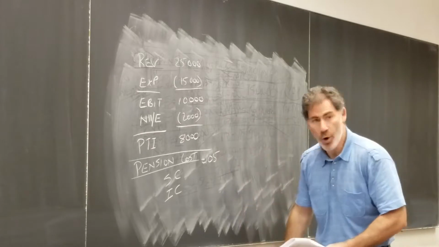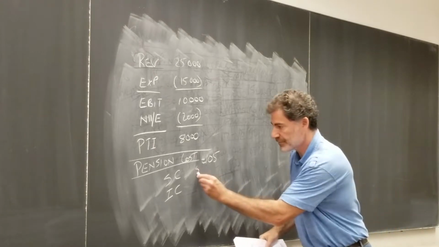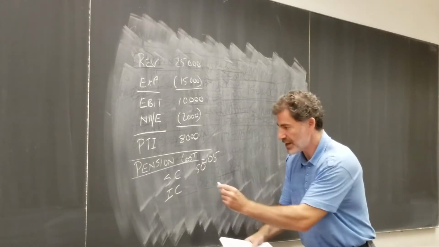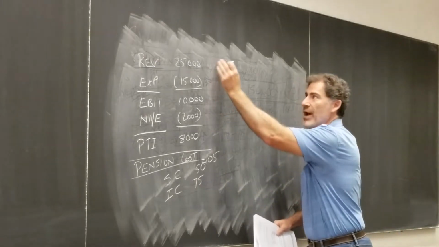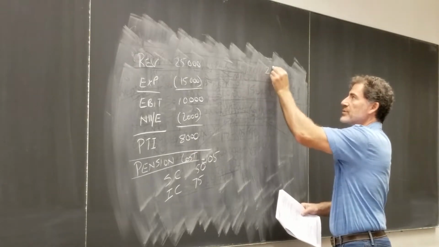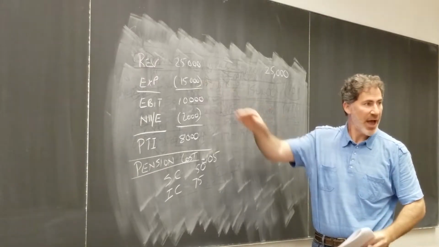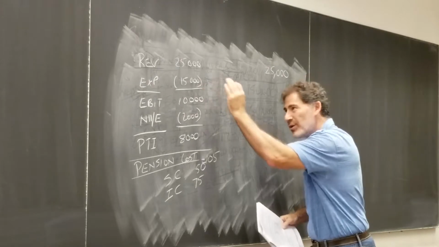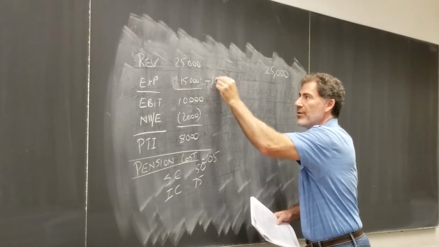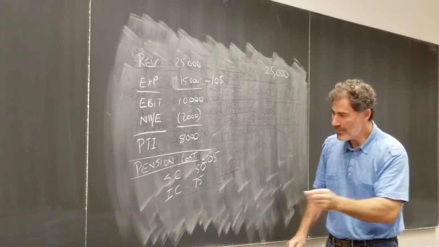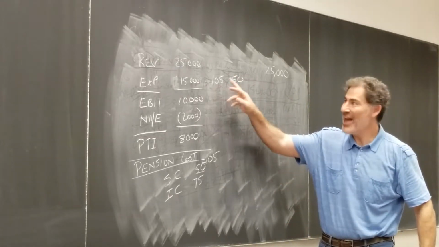Okay, so they told us that the total pension cost was 105. They said that the service costs were 50. They said that the interest costs were 75. So let's make these adjustments right away. Remember, this revenue is not going to change. Here's the adjustments, 25,000. The revenue figure is not going to change. The expenses of 15,000. What are we going to do? We're going to have to lower this. So don't get confused by this minus. I'm going to remove 105,000, and then I'm going to put back the 50,000.